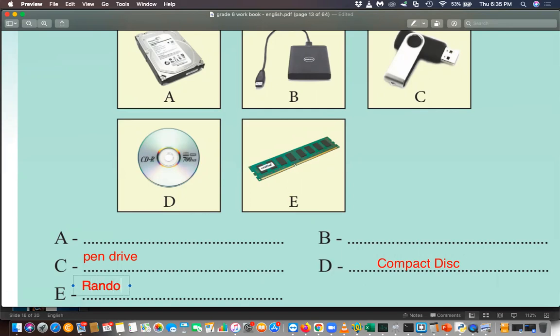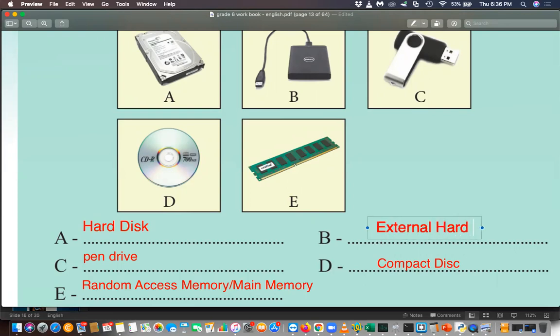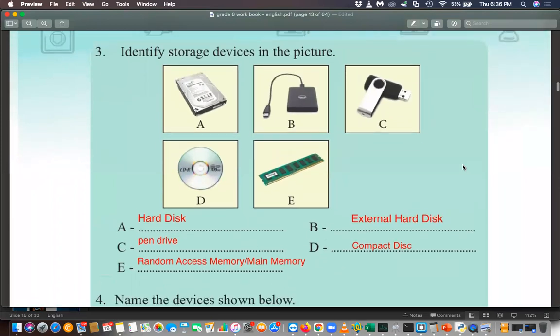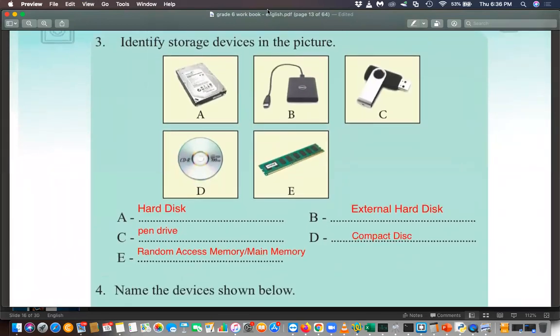So please write down in your book, right? Random access memory. This is called main memory. And A is hard disk. And B is external hard disk. Okay, please write down quickly. So this is number 3. So please write down the answers.